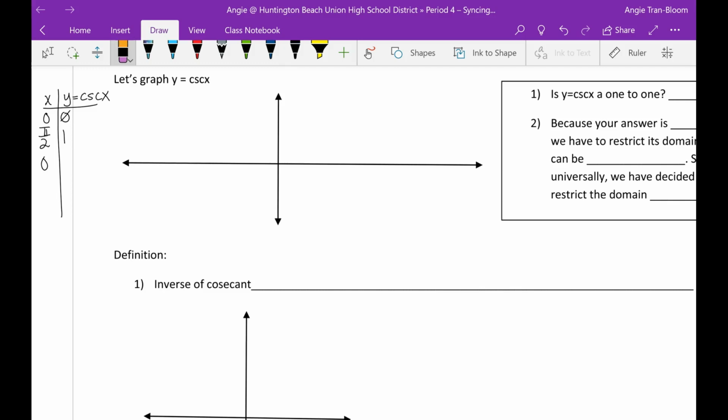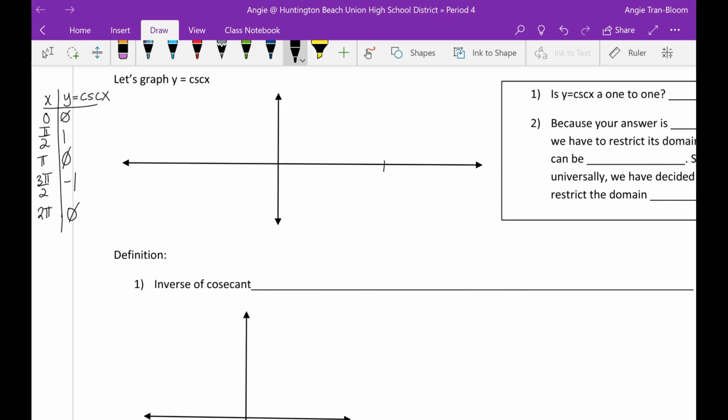Sine of pi is going to be 0. Sine of pi is 0, so the reciprocal is going to be undefined. Sine of 3 pi over 2 is going to be negative 1, so cosecant is also negative 1. Sine of 2 pi is back at 0, so that means cosecant is going to be undefined.